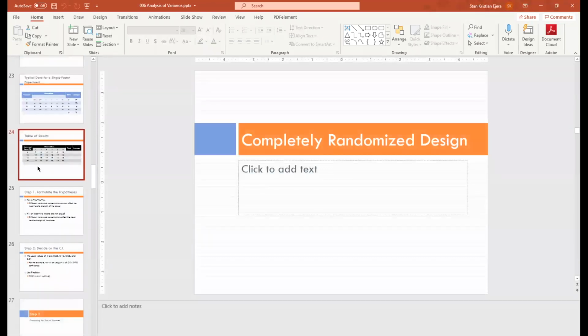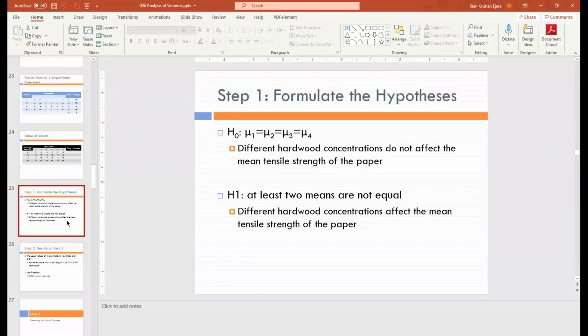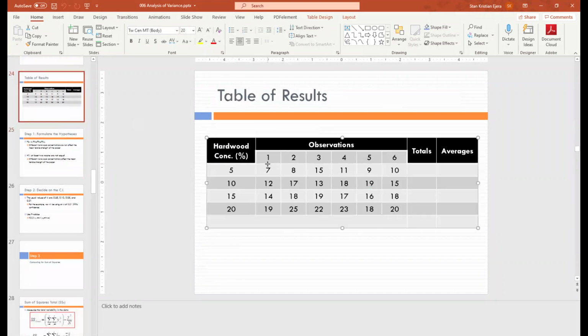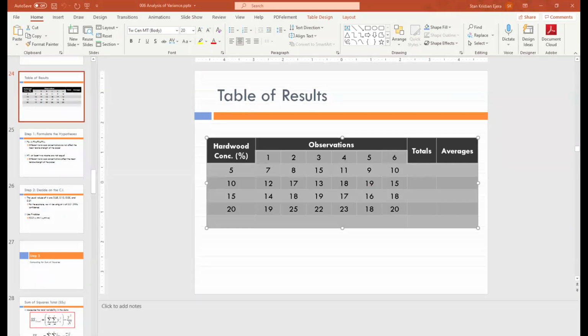So we get our data. This is our data. Let's put it here. Okay. So what we'll do is compute the SST first.